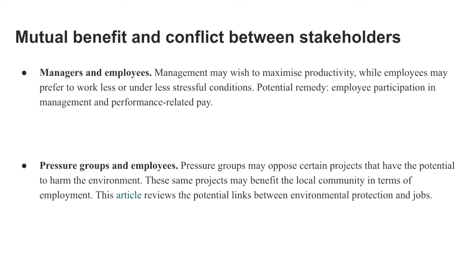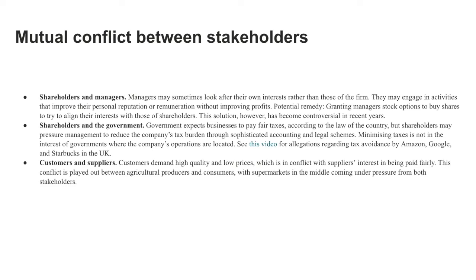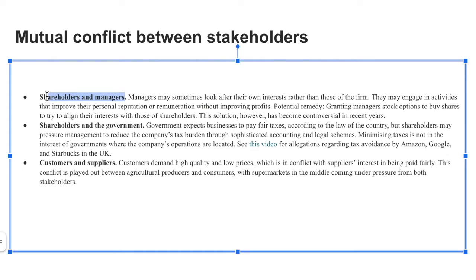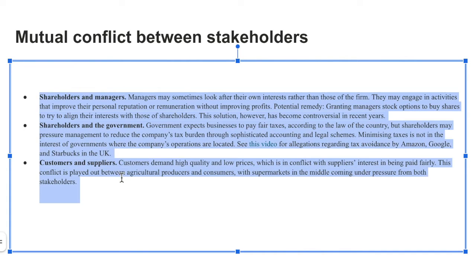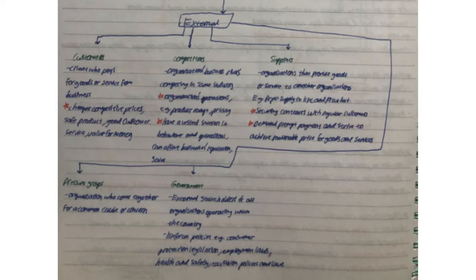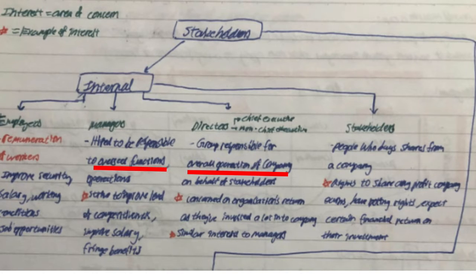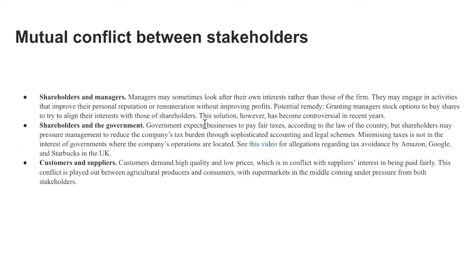Besides benefit, there must be conflict, right? So let's move on to conflicts here: shareholders and managers, shareholders and government, and suppliers and customers. Most of these were already mentioned during the explanation, so I won't be going over them again. But if you would like to take a look, the link of this presentation is shared, so you are more than free to take a look at the slides.